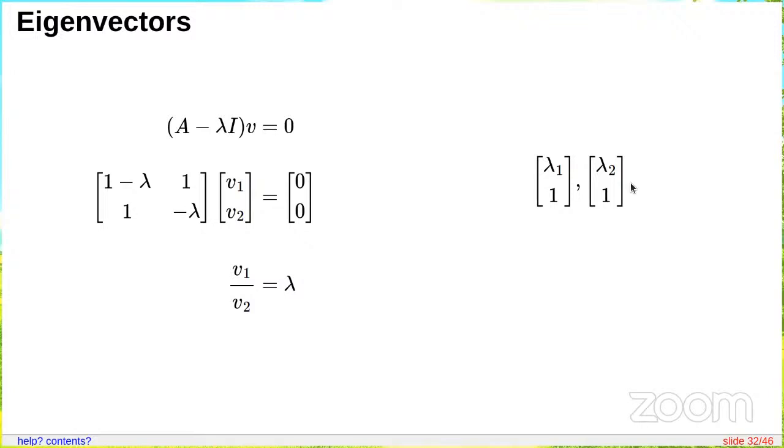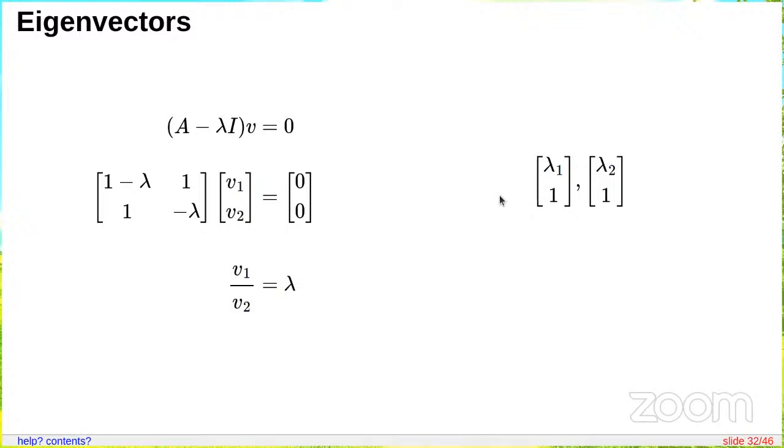I have skipped some steps, but is this clear why this is true? Yes. See, what we are doing is we are setting V2 equal to 1. Then V1 becomes lambda 1, right?